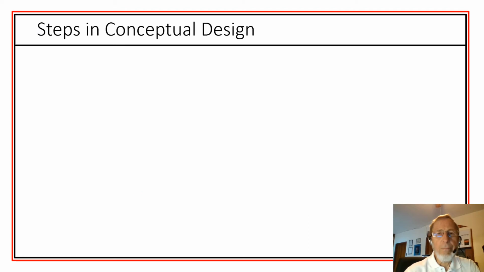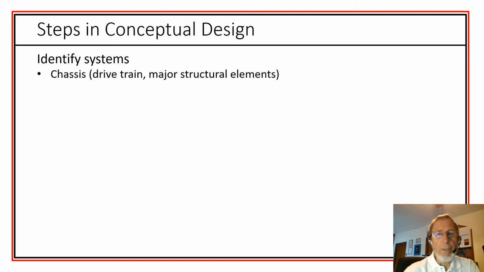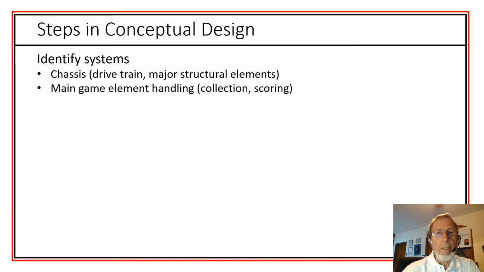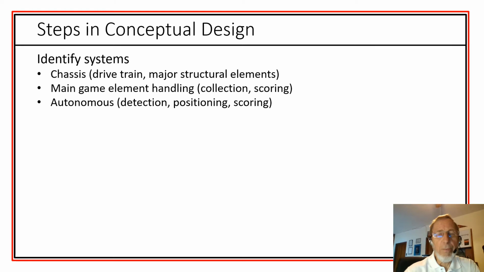What are the steps then in completing a conceptual design? First of all, we need to identify those major systems that are part of the robot. This probably includes things like the chassis, the main game element for the game, how you handle that, collecting and scoring it, systems for that. You'll have autonomous scoring opportunities. So for those, you'll need ways to detect and position and score system to complete those functions.